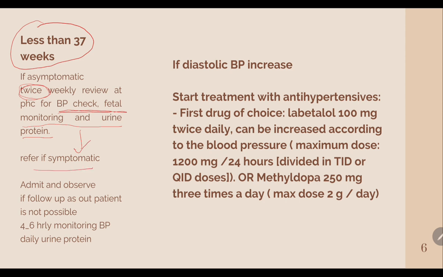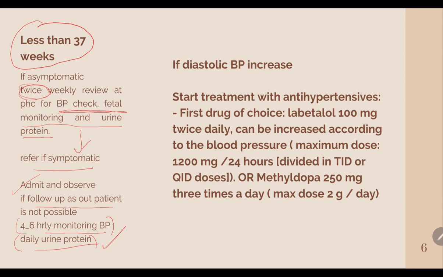to a tertiary center. Okay, then you would have to monitor or admit the patient and you would have to observe the patient. Then if outpatient follow-up is not possible, you would have to admit the patient. In that case, after admission, every 4 hours you would have to check the BP of the patient and daily urine protein should be monitored. Okay, this is what is to be done if the patient is less than 37 weeks of gestation.